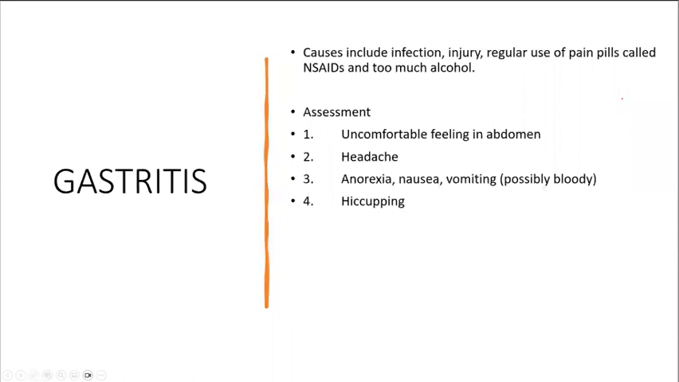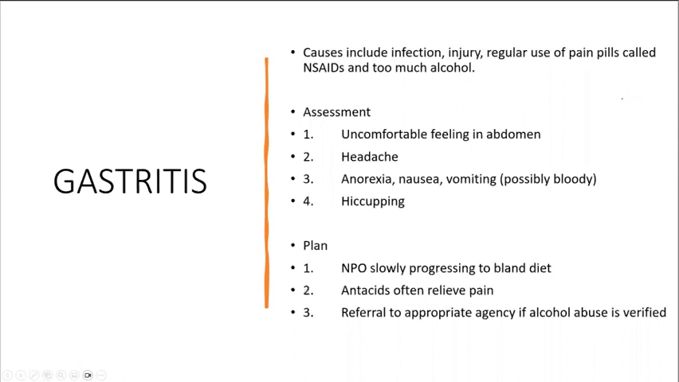And as part of our plan for gastritis, we want to keep this patient NPO and progress to a bland diet. We might need to give antacids to relieve the pain, and we'll need to refer them to an appropriate agency, especially if alcohol abuse has been verified in this patient. So that's just a quick synopsis of what we need to know for gastritis as related to the NCLEX. So again, think about NSAIDs, think about alcoholism. So when the patient presents with a history of severe alcoholism and then is beginning to complain of GIT symptoms, you want to start thinking of possible gastritis in this patient.